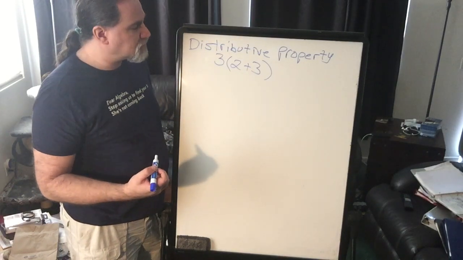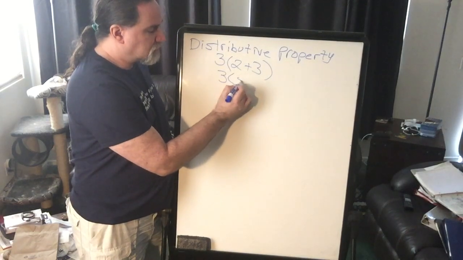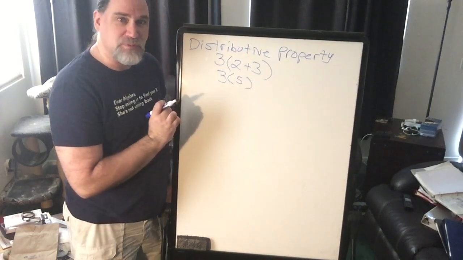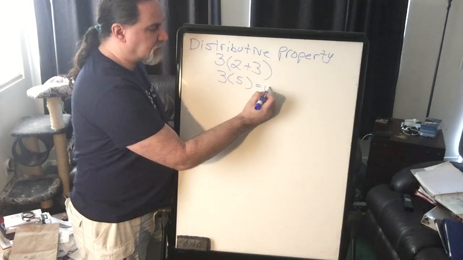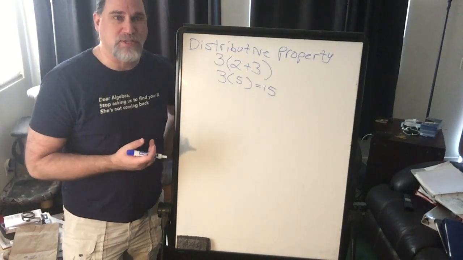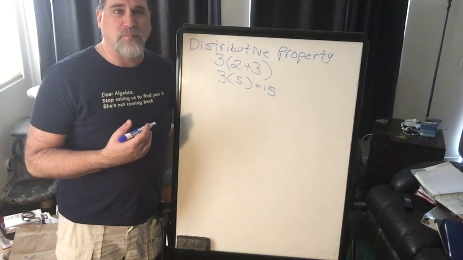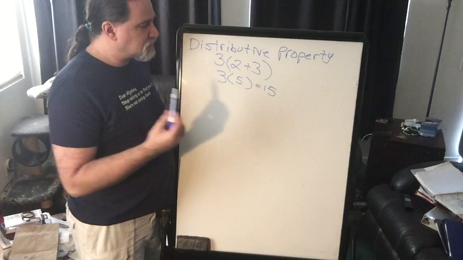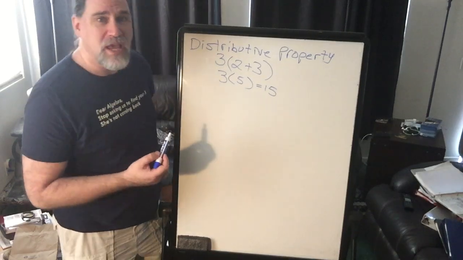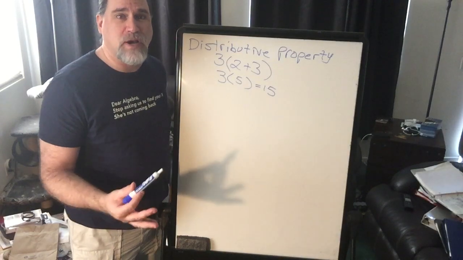So the order of operations here is that we would do the parentheses first, and then a number next to a parentheses means to multiply, so we would multiply it, and we would get our answer. Now that's great when we've got simple numbers like 2, 3, and 3. But what's the distributive property and why? Okay, the distributive property here is so we can ignore or maybe just get around the order of operations.